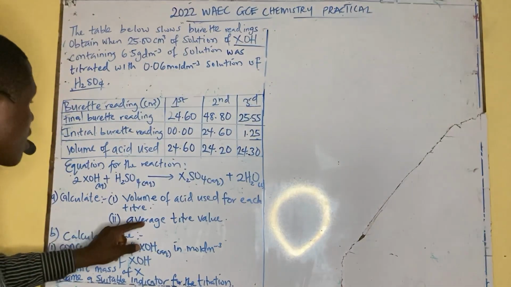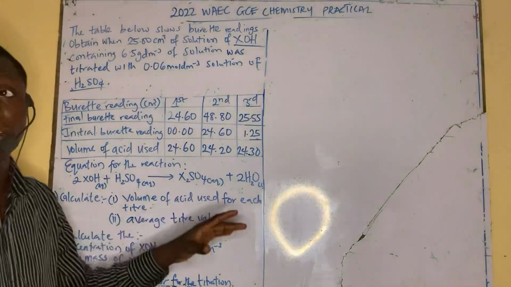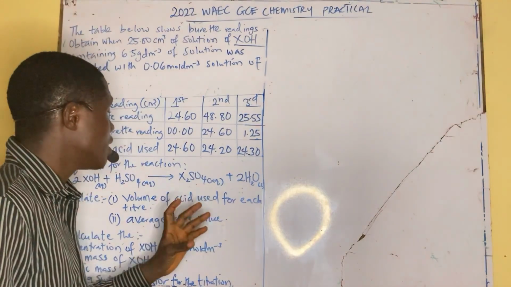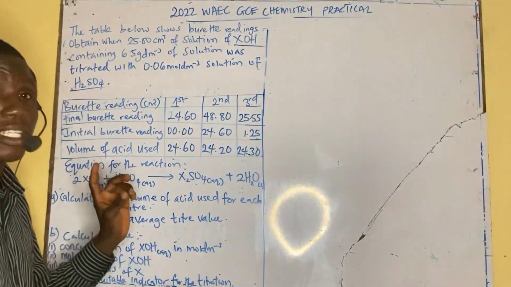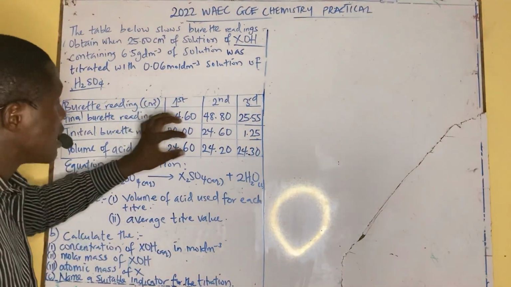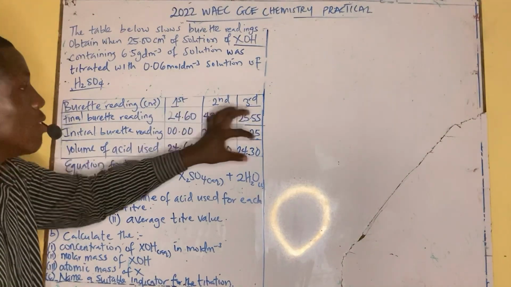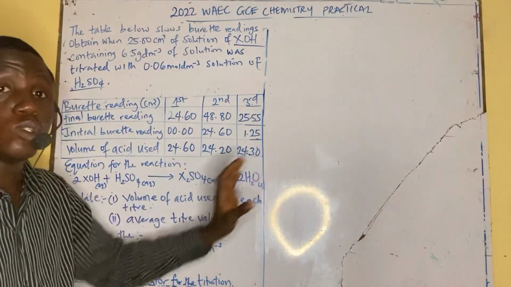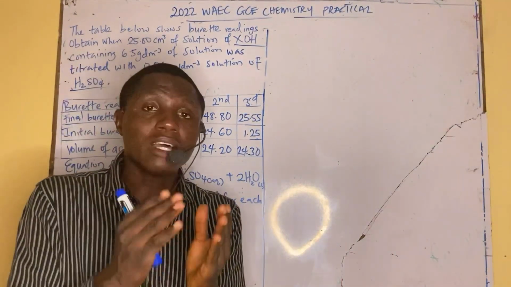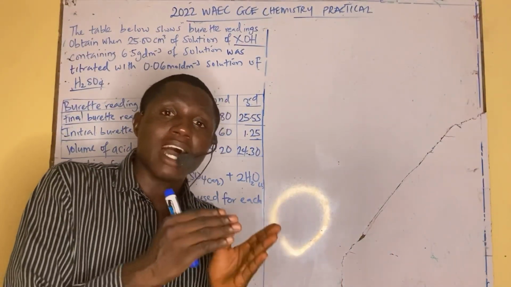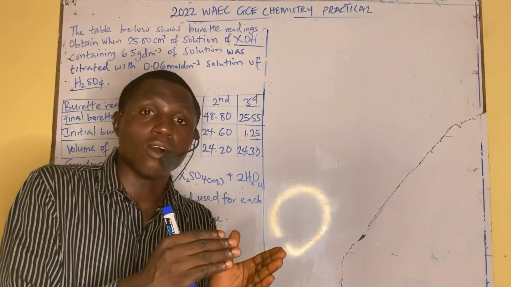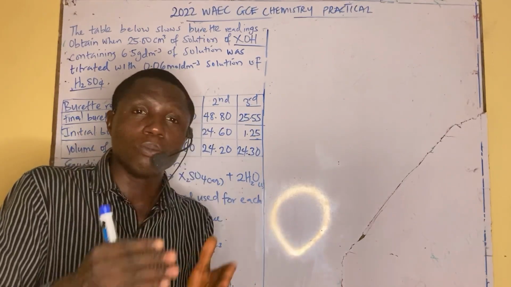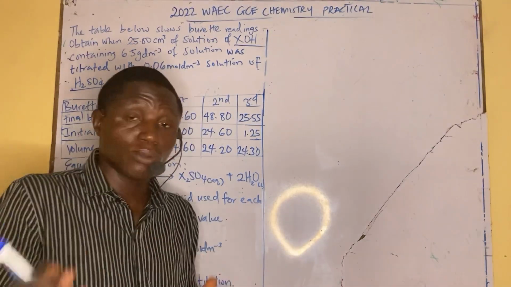Now, the next thing is to calculate the average titer value. When calculating the average titer value, you need to take something into consideration, and that is the concordant values of your volume of acid used. You don't just use all the volumes of acid used, you use the concordant values. Concordant values means values that have a maximum difference of 0.1 to 0.2.